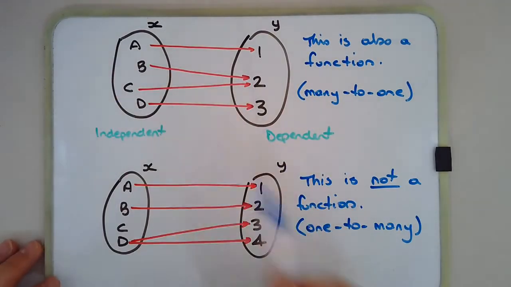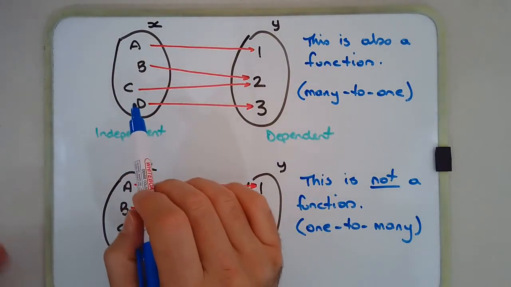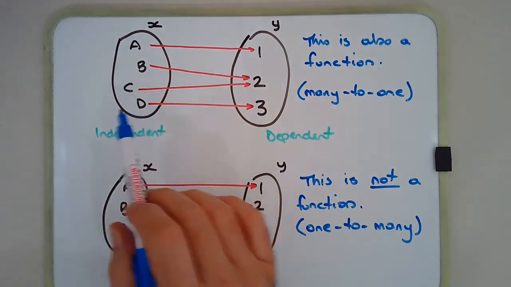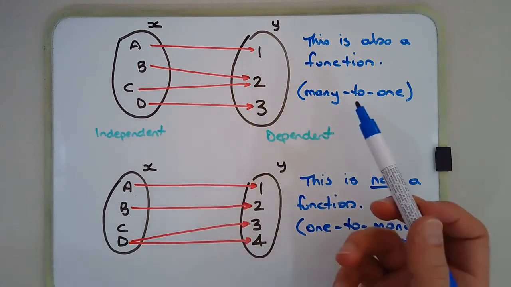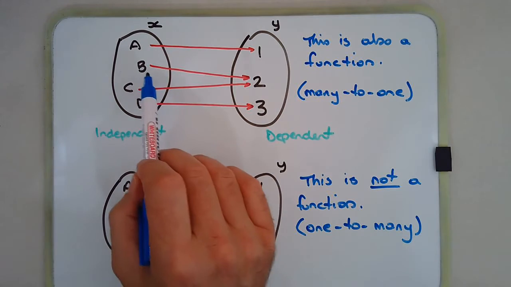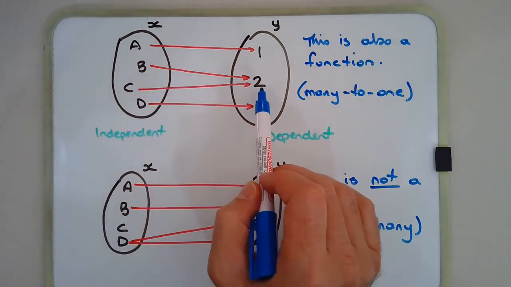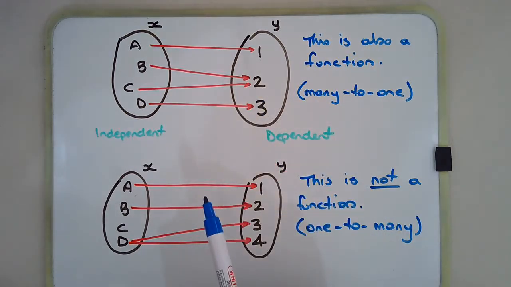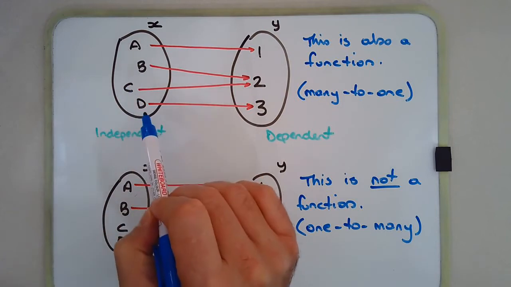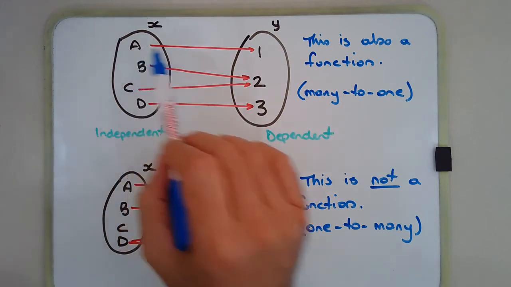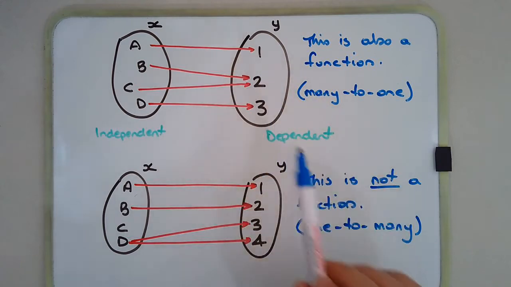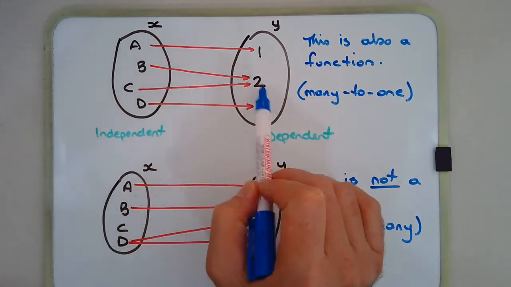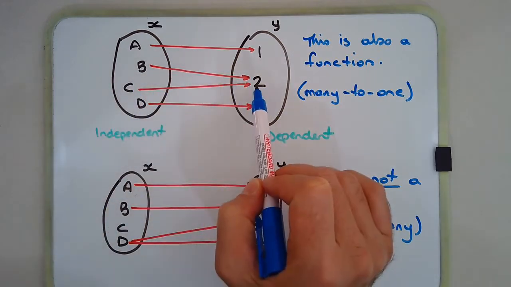So just this diagram here up the top there. Again, we have the independent set, and that's usually on the left-hand side. The dependent set's on the right, and the arrows obviously go from left to right. Now, this is also a function. You might notice that B associates with 2, and C also associates with 2. That doesn't break the definition of a function because every value in X associates with no more than one value in Y. And the values don't have to be distinct either. They can be the same value. So A associates with 1, B associates with 2, C associates with 2.